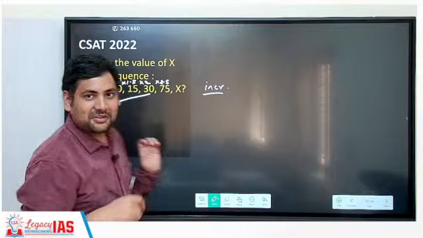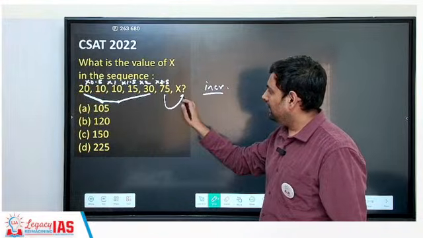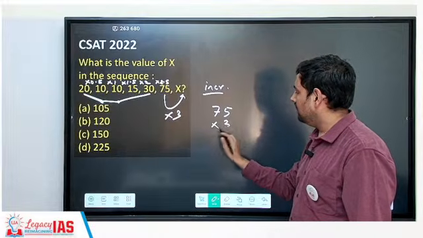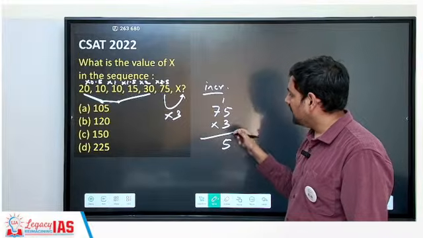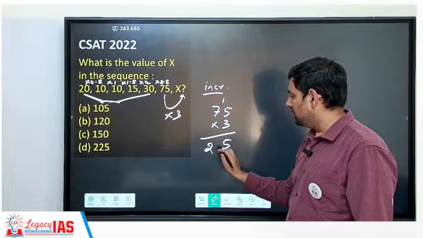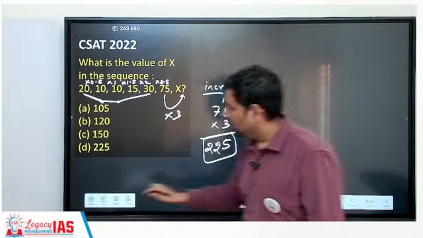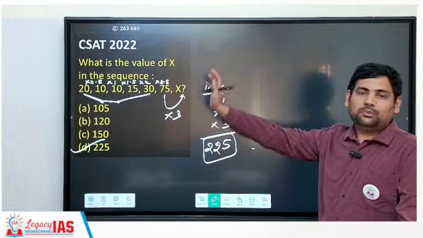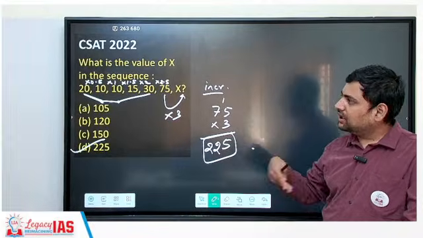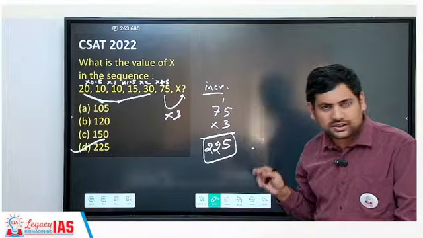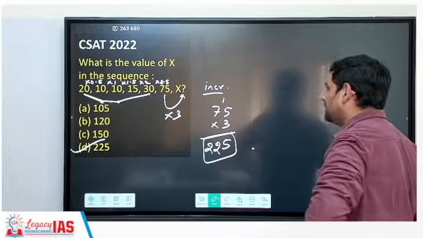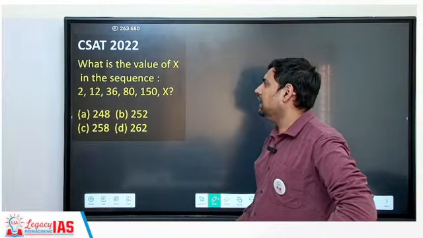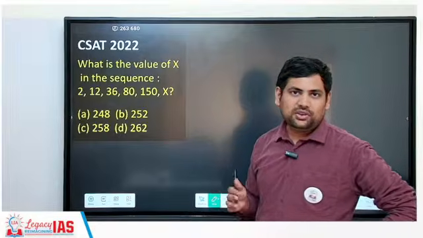Next, what should I multiply it with? I should multiply 75 by 3. So this becomes 75 into 3. 5 3s are 15, 1 carry, 7 3s are 21 plus 1, 22. So 225, that is B, becomes the answer. Understood? Please always remember this series. It becomes much easier to see that way. Understood? Then next, this is 2, 12, 36, 80, 150. Then you have to find the next term.